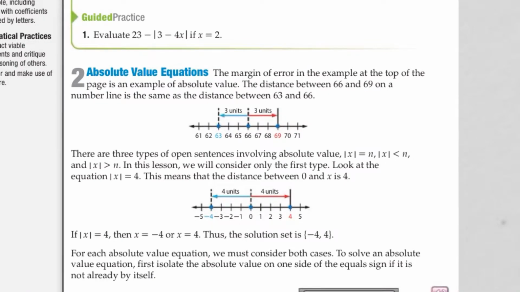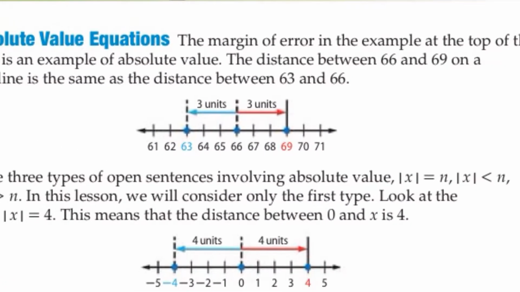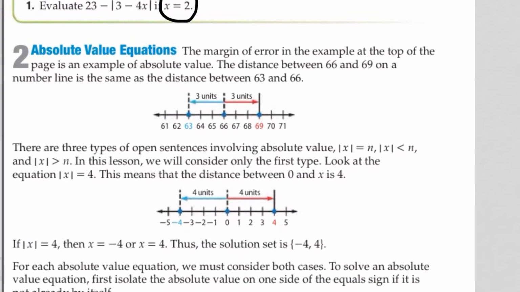Well, what about absolute value equations? In this one, they told us what x was. What if they don't tell us what x is? How do I solve it? So here's what they're going to tell us. If you look right here, if I have a unit that is 66, I can go 3 units to the left, and I can go 3 units to the right.